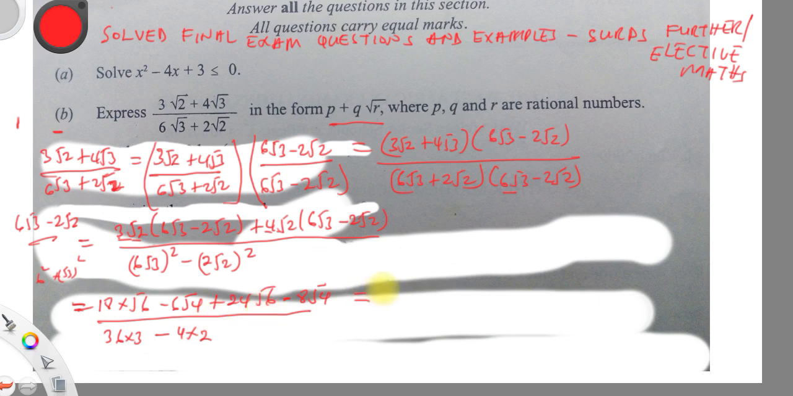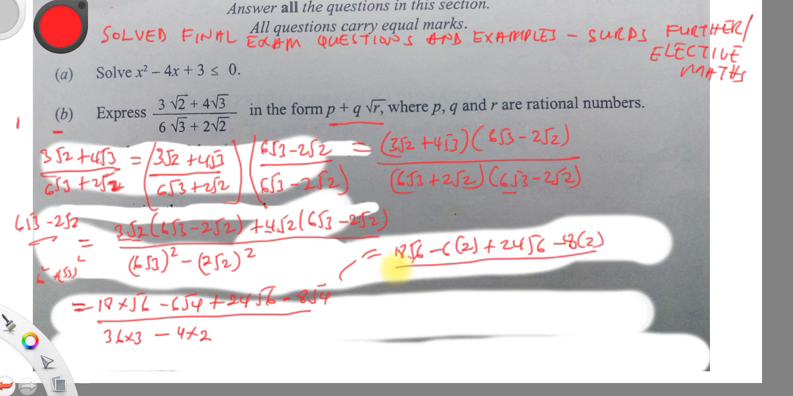You have 18 root 6. Okay, guys, let's go up. So this is equal to 18 root 6, then minus root 4 is 2, so we have negative 6 times 2 times 2, then we have plus 24 root 6, and then minus 8, root 4 is 2.